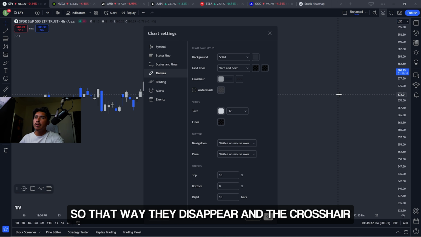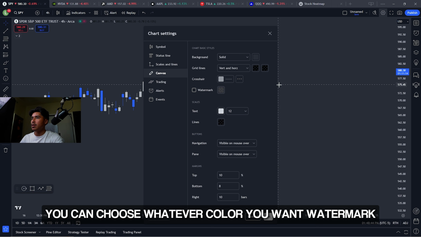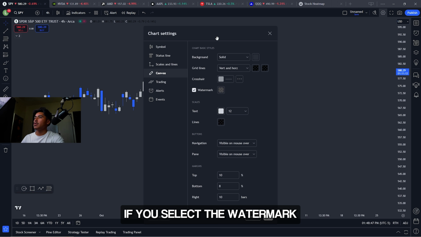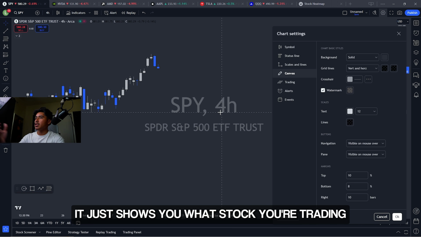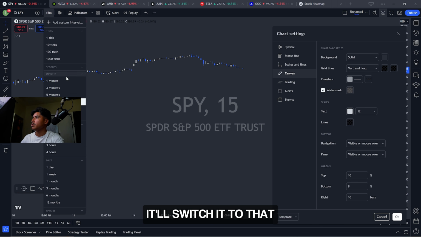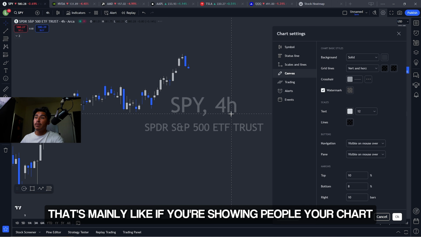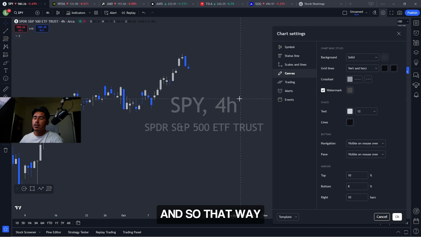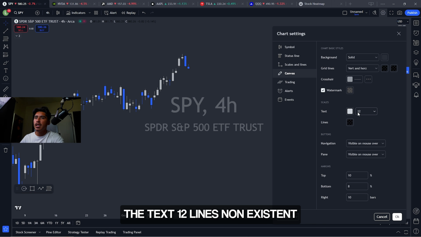And the crosshair, same thing, personal preference. You can choose whatever color you want. Watermark, if you select the watermark, it just shows you what stock you're trading and what time frame. So if I switch it to like the 15-minute, for example, it'll switch it to that. And that's mainly like if you're showing people your chart, so that way they don't have to ask what time frame you're on. The text, lines, non-existent, same color as my background.